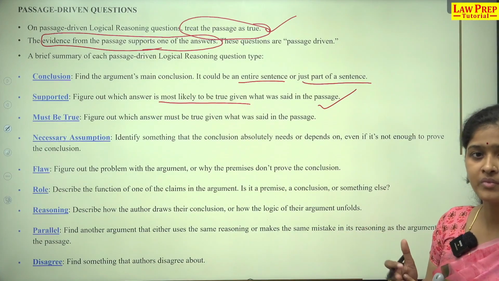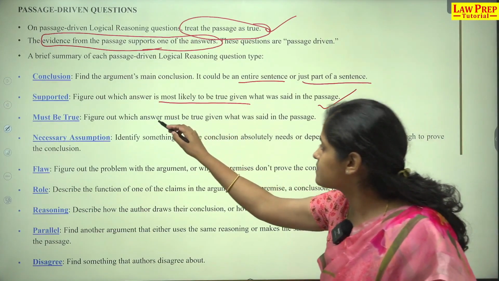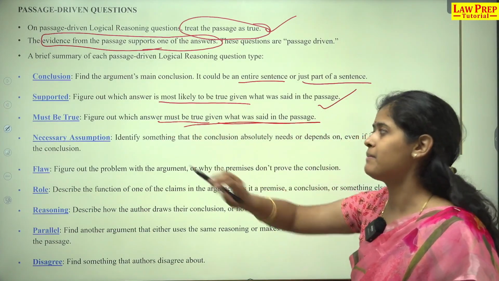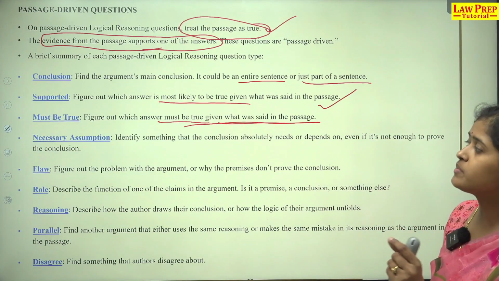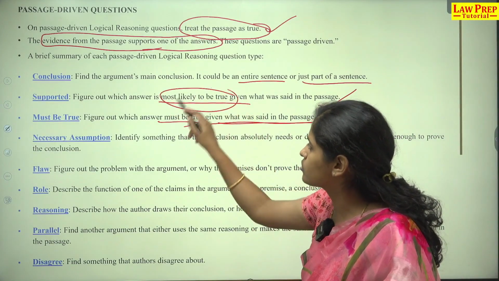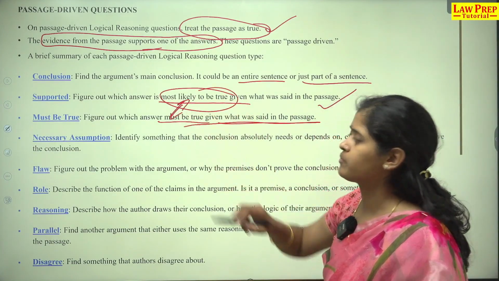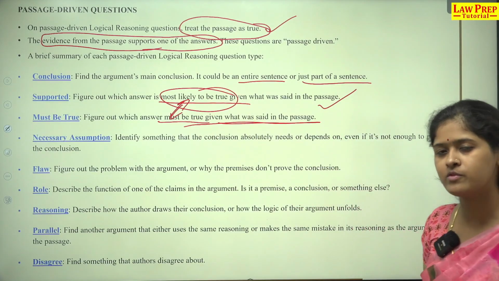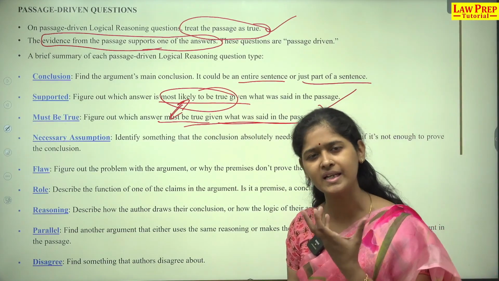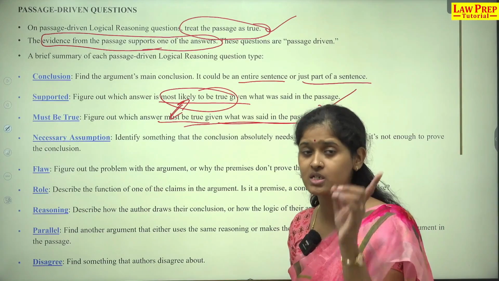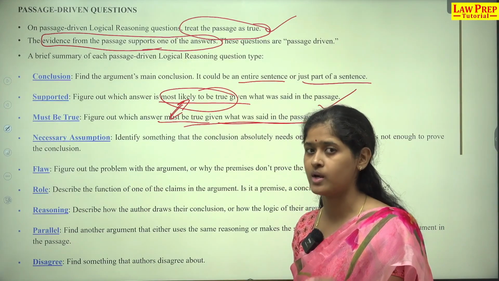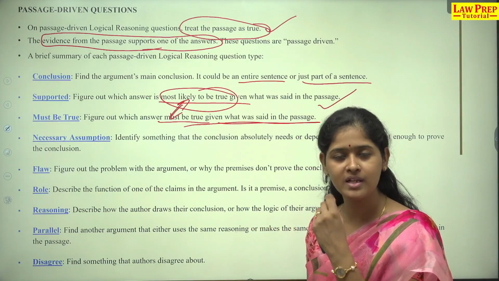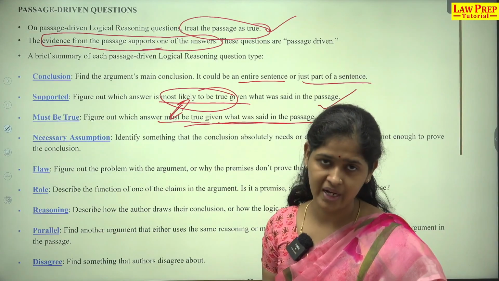Must be true, necessarily be true. It must be true given what was said in the passage. Again, it has to be true. This is most likely to be true. Can you get the difference between two? Supported by means you can have information which is supported by the passage and likely to be true based on the content of the passage, but must be true question is what? Must be true, right? There should be no doubt about that one.